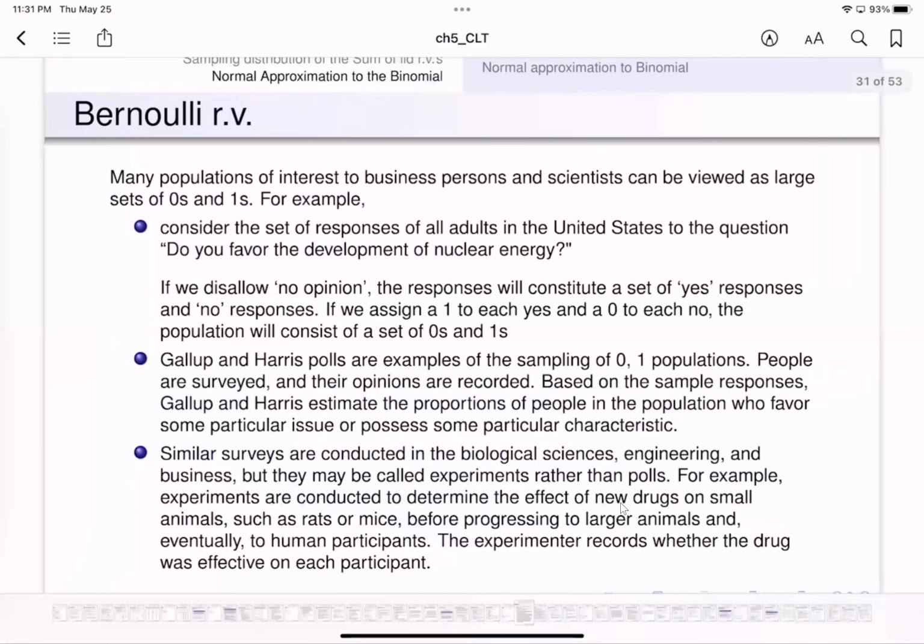When we write the 0 or 1 for the Bernoulli experiment, then this outcome of 0 or 1 becomes the possible value, and we say that outcome is a Bernoulli random variable.